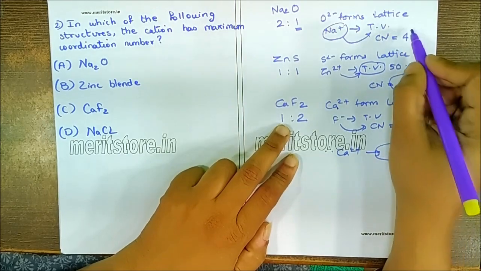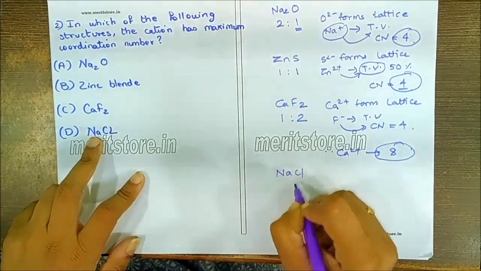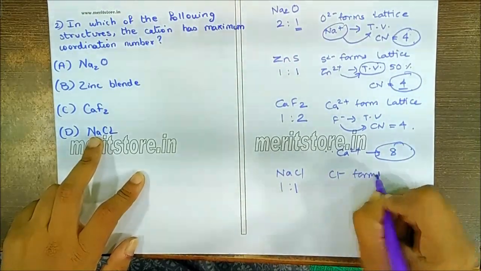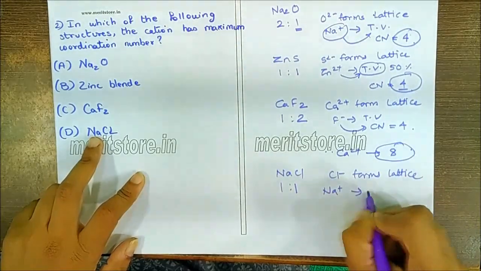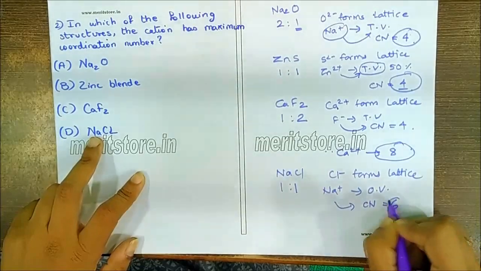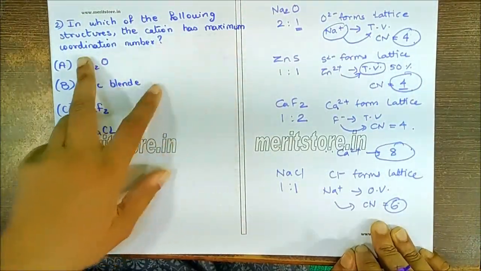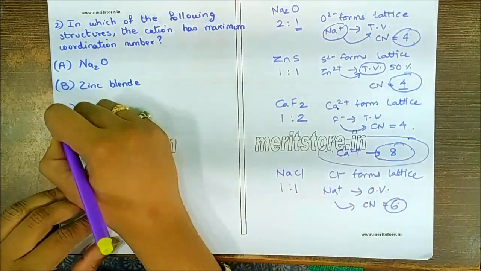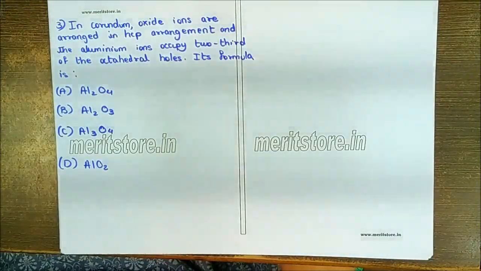Here it has 4, here it has 4. And the last one, NaCl, which is 1:1. Cl- forms the lattice, and the Na+ ions go in the octahedral void. So the coordination number of Na+ is equal to 6. But now the question is asking for the maximum coordination number, which we have got for calcium. Hence our option is option C, calcium fluoride.